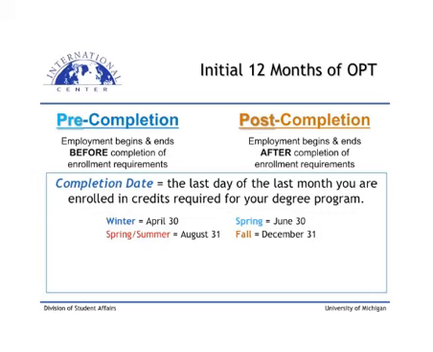Your completion date is the last day of the last month you are enrolled in credits required for your degree program. If your last term of enrollment is winter semester, your completion date would be April 30th. If your last term of enrollment is spring semester, your completion date would be June 30th. If you are enrolled for spring-summer semester as your final term, August 31st will be your completion date. For fall, your completion date would be December 31st.